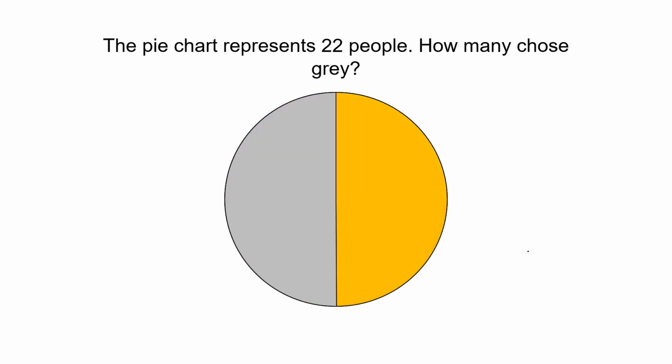Let's have a look at this one. The pie chart represents 22 people. How many chose grey? And hopefully it's becoming a little bit easier to understand. So our pie chart is split in half. 50% is grey, 50% is orange. A half, in fraction form, a half is grey, a half is orange. So our answer would be 11.